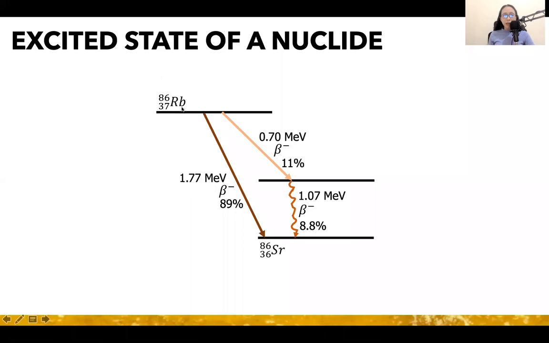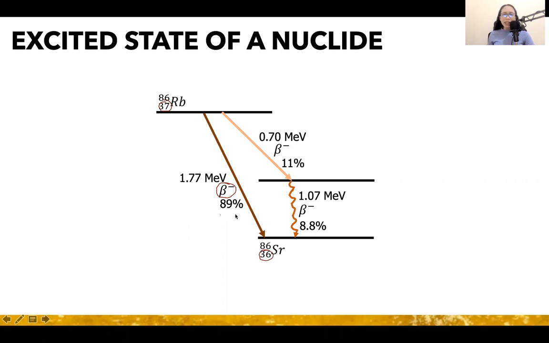As an example, we have here rubidium 86. So rubidium 86 can undergo a specific type of nuclear reaction called beta emission. You will learn about this in another video. So in this beta emission process, 1.77 mega electron volt of energy is involved, and your rubidium gets turned into strontium. So you notice the atomic number decreased from 37 to 36.